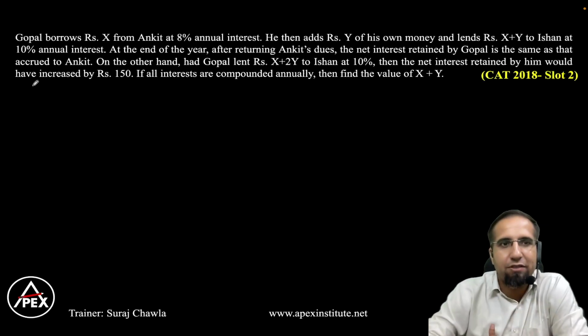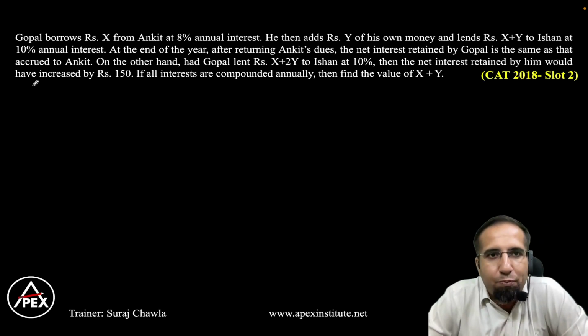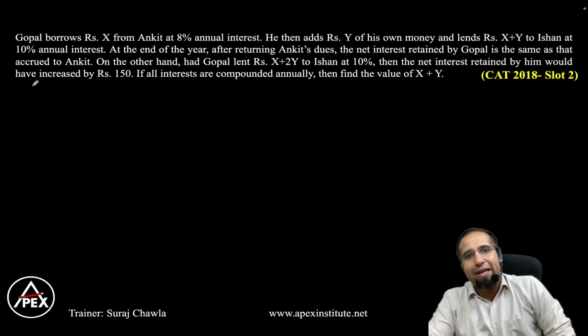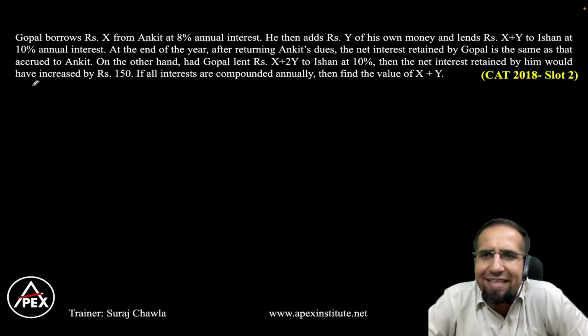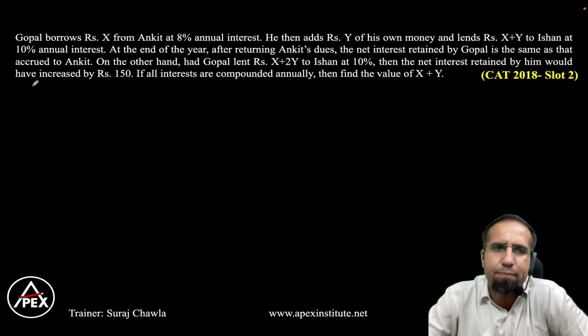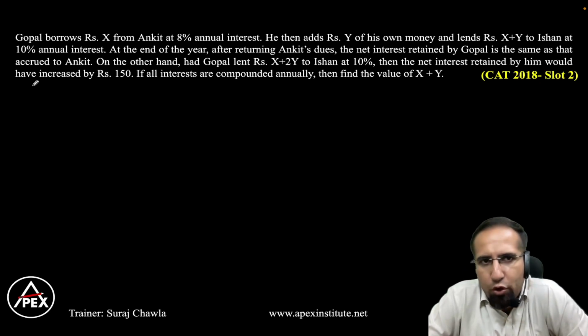Right, now let's get into the questions here. Gopal borrows rupees X from Ankit at annual interest. He then adds Y rupees of his own and lends X plus Y to Ishan at 10% annual interest. So he borrows X rupees at 8% and he adds Y rupees.